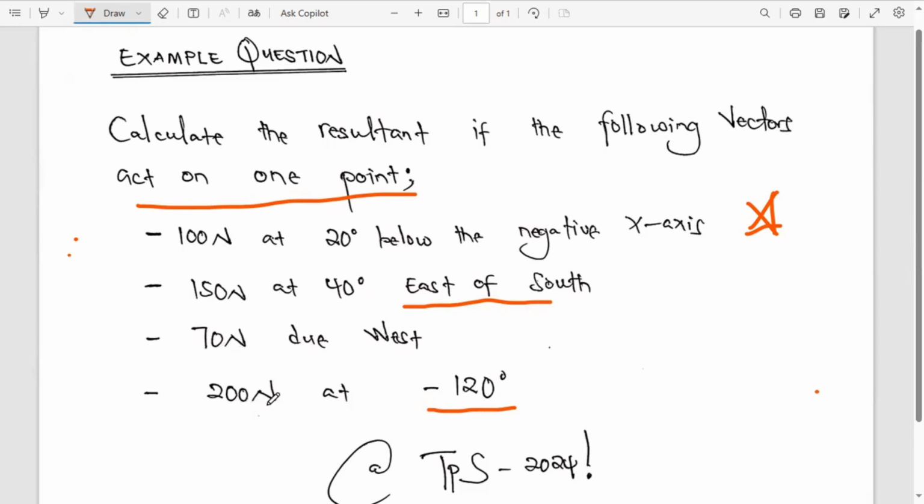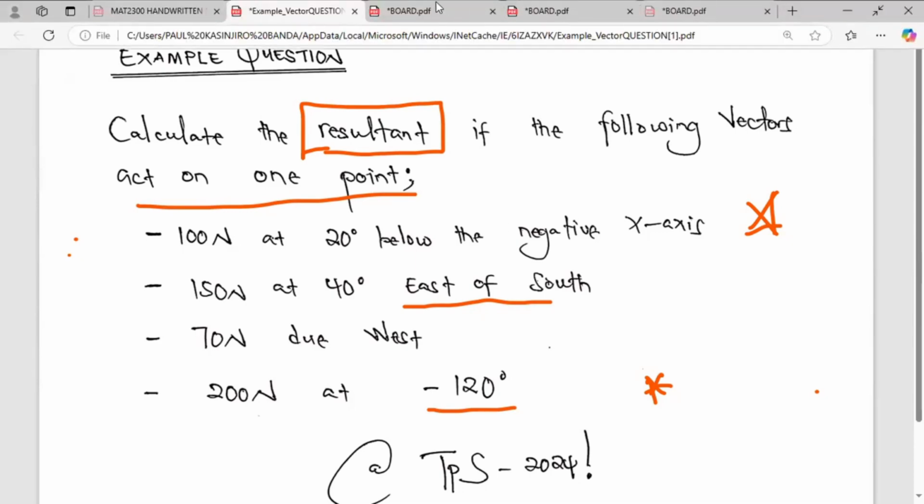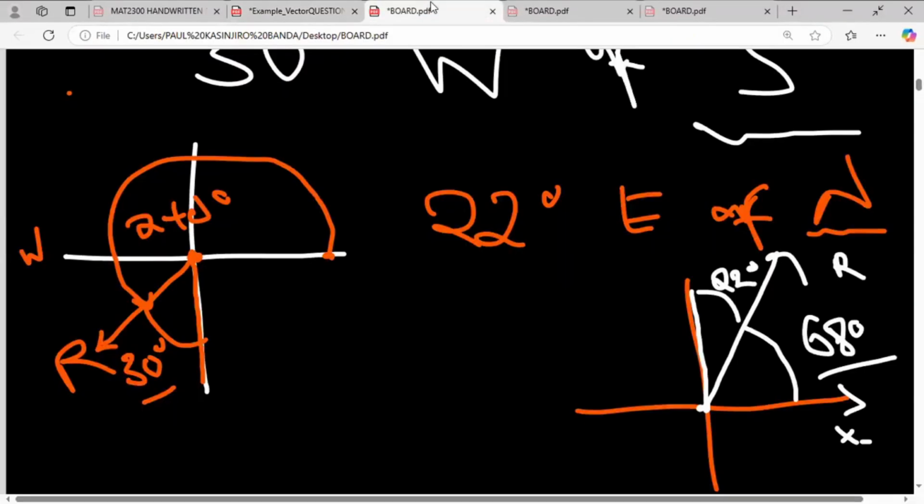And then we have 200 newtons at minus 120. Even this one, I didn't teach it, but I'll explain it. For us to find the resultant here, we first of all have to plot these on the x-y plane. Once we plot them, we resolve each one into its x and y components. After that, we can draw up a table and find our resultant vector and our direction.